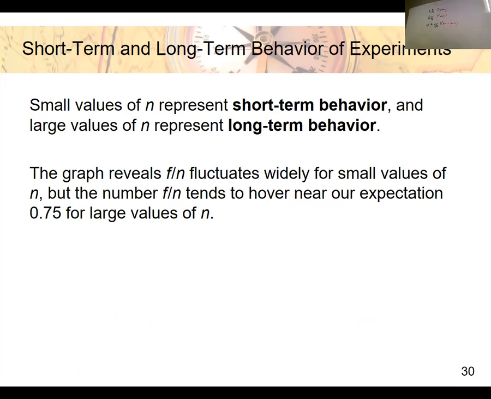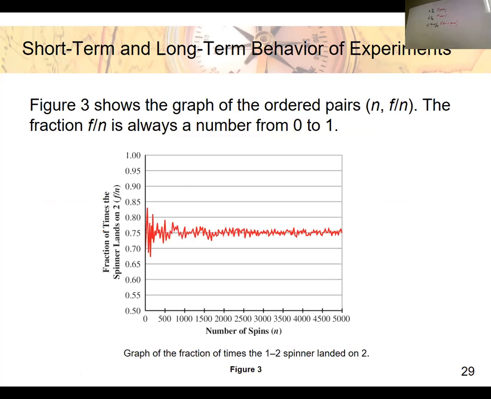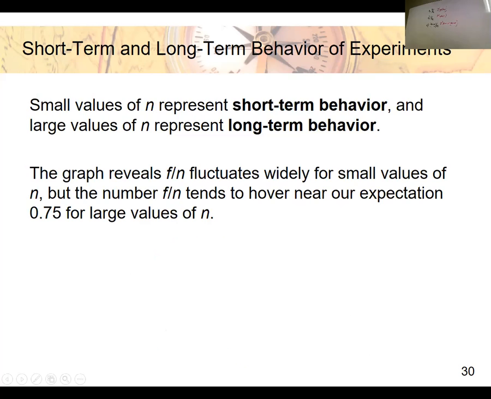All right. Small values of N represent the short-term behavior, and large values of N represent long-term behavior. So in that case, the graph that I just showed you fluctuates widely for small values. I'll go back to that. See, for these small values right here between 0 and 500, they fluctuate big time. And then when you get to large values, it hovers around that 0.75.